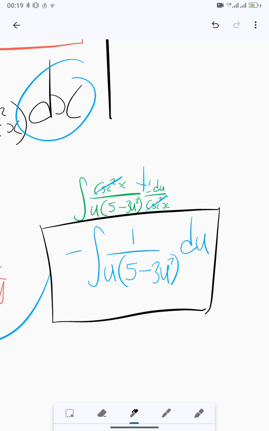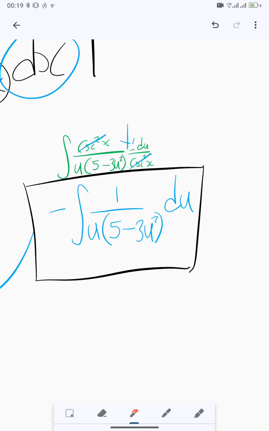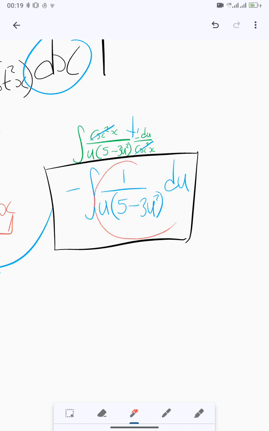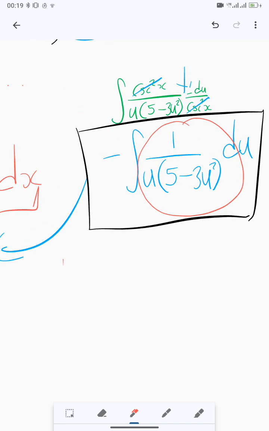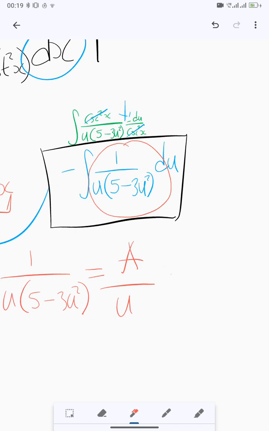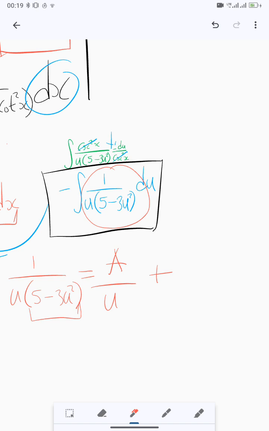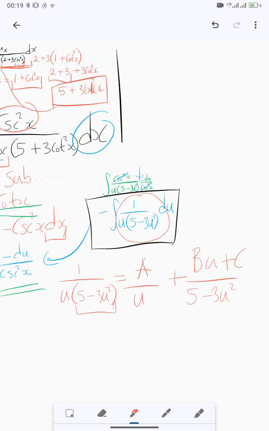So from here, I think I have to integrate by partial fractions. If I have to do that, it means I have to rewrite this fraction into its parts. So that will be 1 over u times 5 minus 3u squared, which is A over u, and then plus. One thing we have to notice is that you have a quadratic factor here. If you have a quadratic factor, remember you write Bu plus C over 5 minus 3u squared. Perfect.